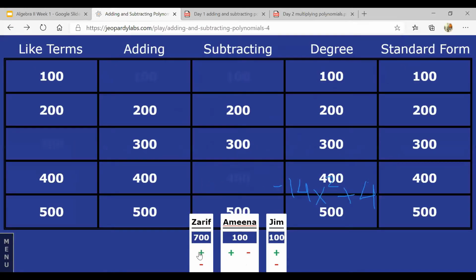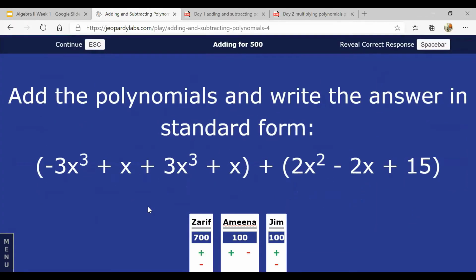Amina, go. Hold on, go. Yeah, okay, I'm going to go with 500 adding. Adding 500. Okay. Ooh, it's a big one. We have a polynomial being added to a trinomial. And I'm going to give you a minute again. So the answer is 2x squared plus 2x. Wait, hold on. Wait, 1 second. Yeah, so the answer is 2x squared plus 15.